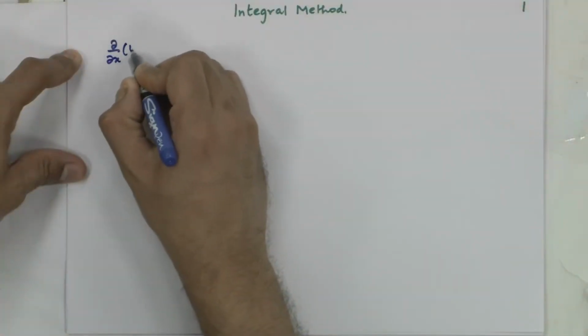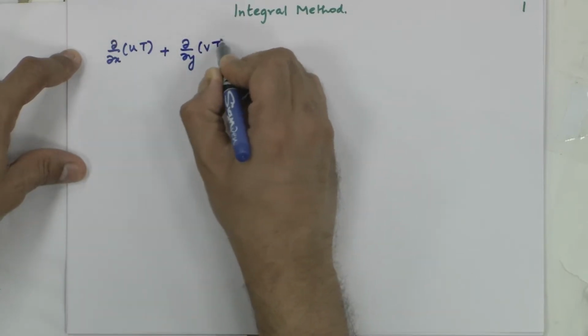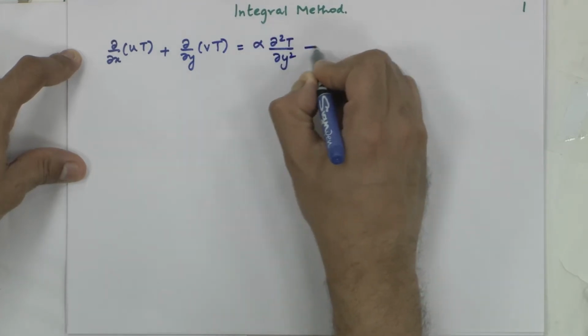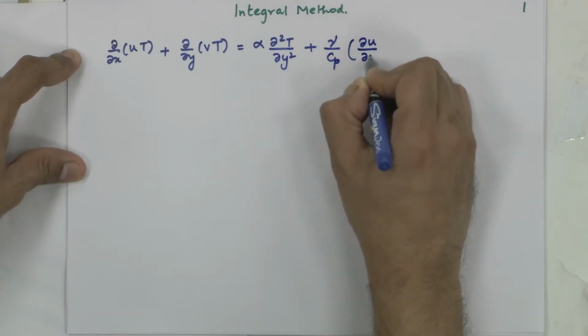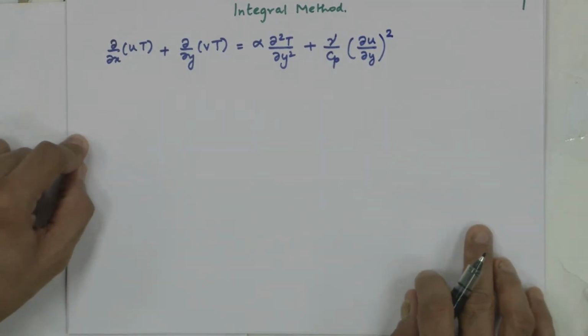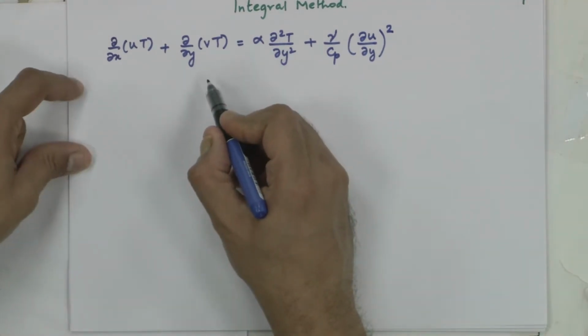So, for getting started, we look at the energy equation. The energy equation, if you write, is written in this form: d by dx of u T plus d by dy of v T is equal to alpha d square T by dy square, after the boundary layer approximation, plus nu by Cp times (du by dy) squared. Okay. It actually is u dT by dx plus v dT by dy.